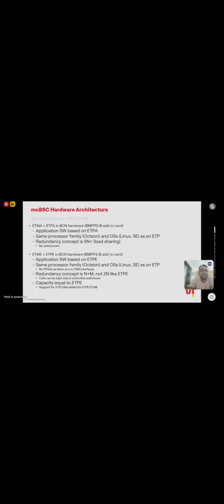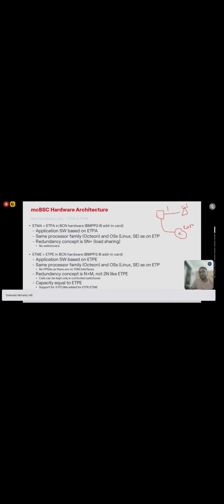And coming to the ETM, meaning the Ethernet transport card, what happens there? Now we have 2 types of connectivity from the BSC. One towards our site level, and one towards the core.